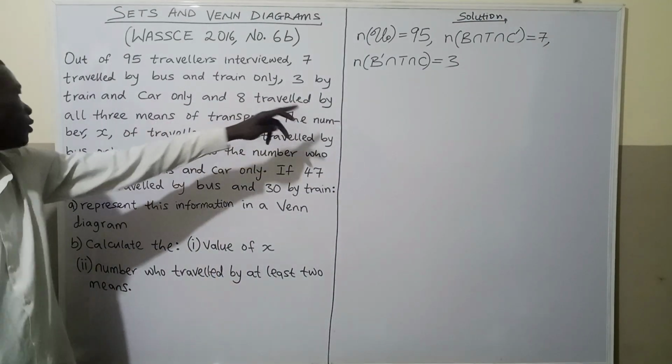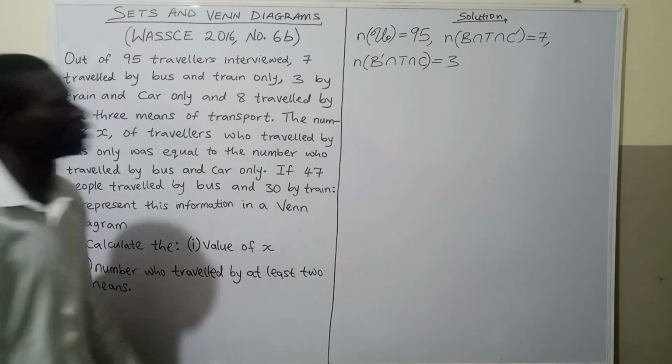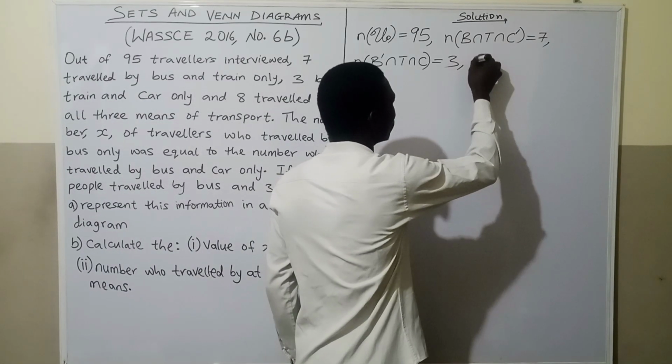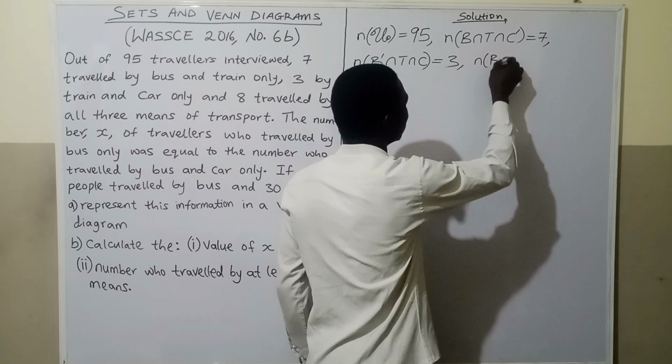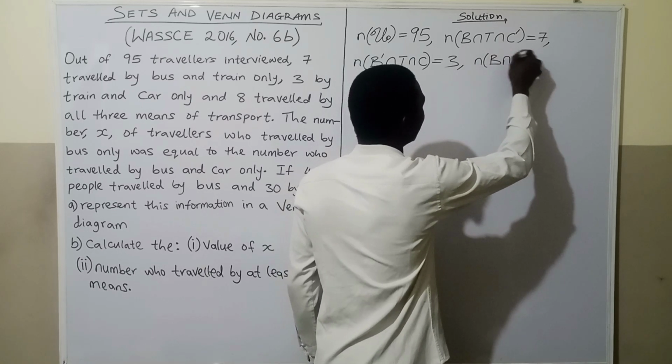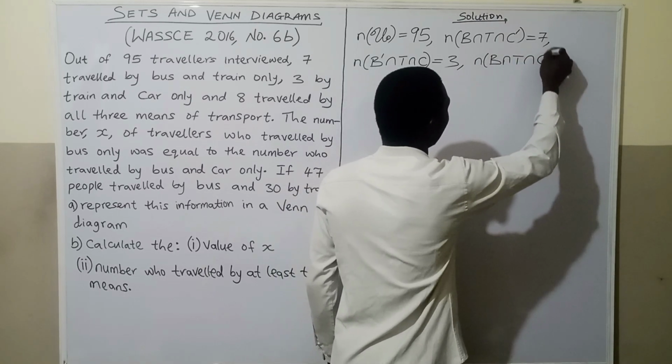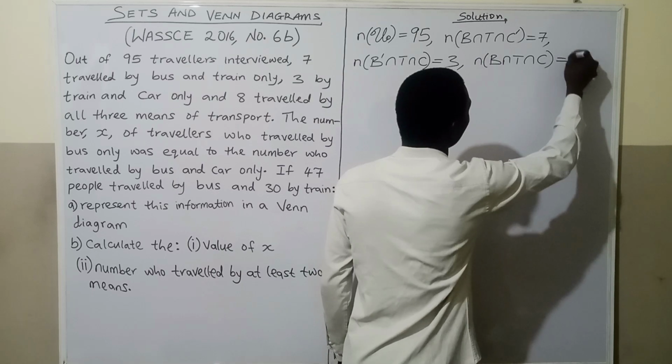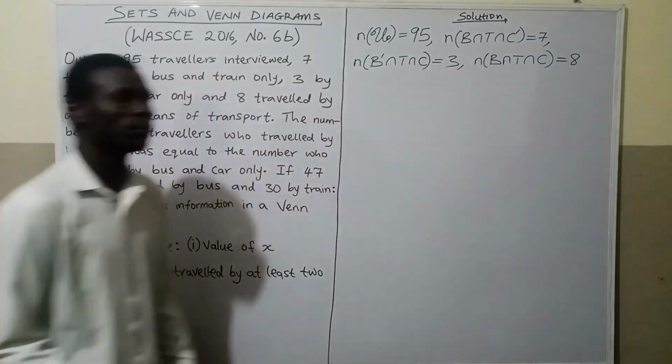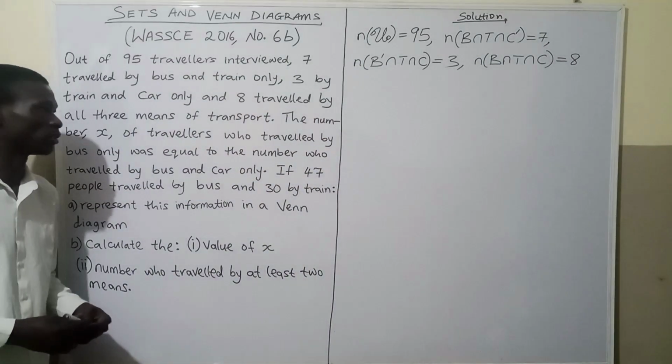And then 8 traveled by all 3 means of transport. So those who traveled by bus and train and car all together, there are 8 of them. So 8 people traveled by all 3 means of transport.